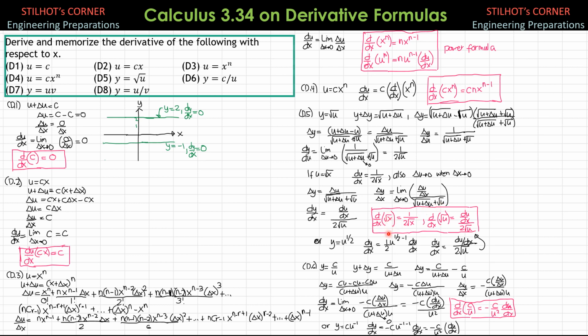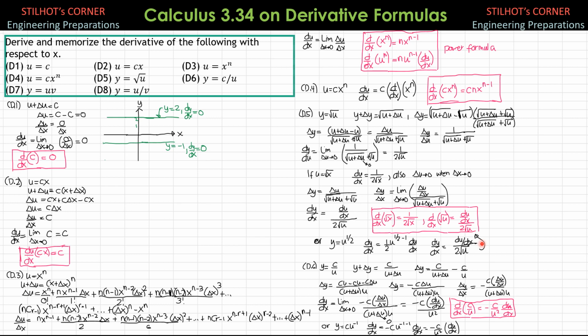So the derivative of square root of x is 1 over 2 square root of x, while the derivative of square root of u is du dx over 2 square root of u. So we define the derivative of u with respect to x divided by 2 square root of u.